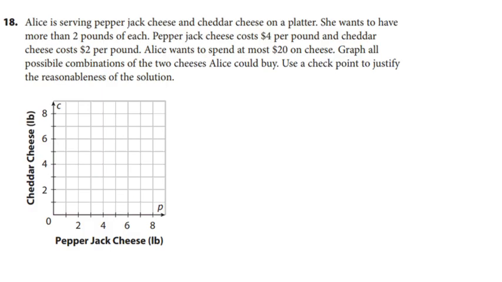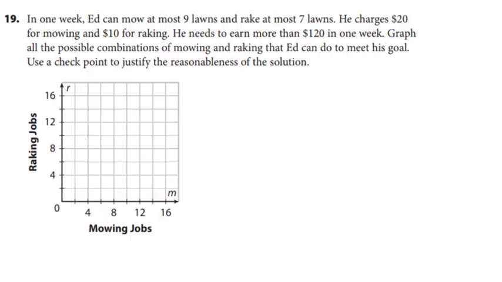Next, the last one I'm going to go over here in this video lesson is 19. In 1 week, Ed can mow at most 9 lawns and rake at most 7 lawns. And so I'm going to mark here the raking at most 7 lawns. So I'm going to mark 7 right here. And then I'm going to take mow at most 9 lawns. And so 8, 10, so 9 will be right here on the mowing. So I'm going to go ahead and just put those lines in place right now for those 2 constraints.